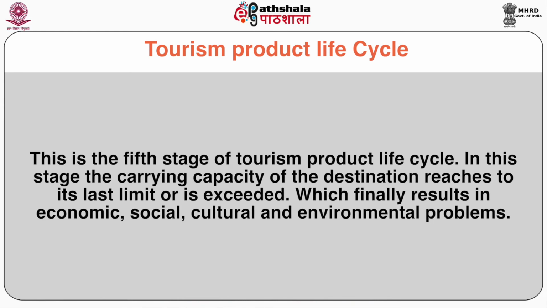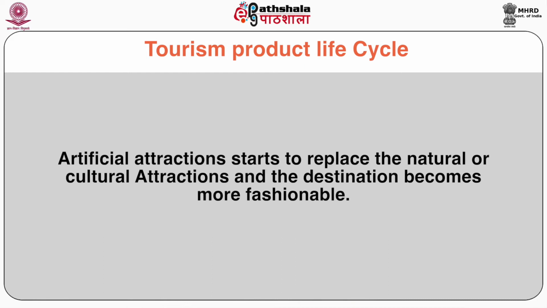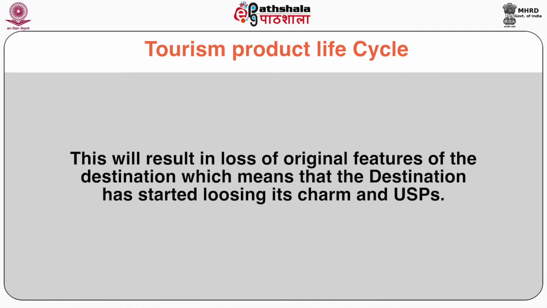This is the fifth stage of the tourism product life cycle. In this stage, the carrying capacity of the destination reaches its last limit or is exceeded, which finally results in economic, social, cultural and environmental problems. Artificial attractions start to replace the natural or cultural attractions and the destination becomes more fashionable. This will result in loss of original features of the destination, which means that the destination has started losing its charm and unique selling propositions. And there is a gradual decrease in the number of tourists visiting that particular destination.